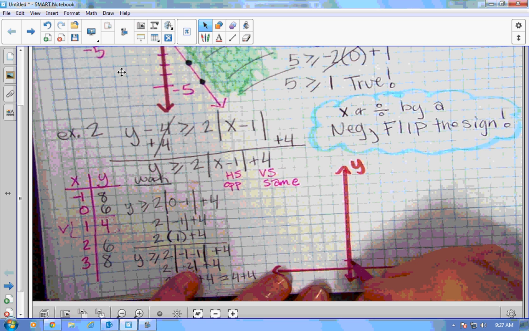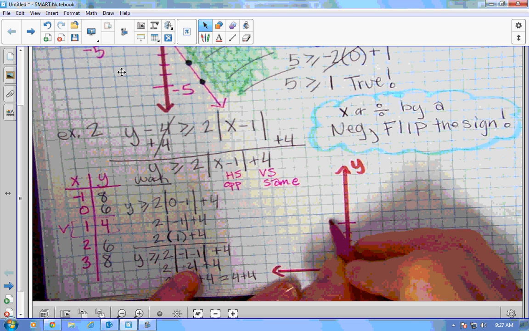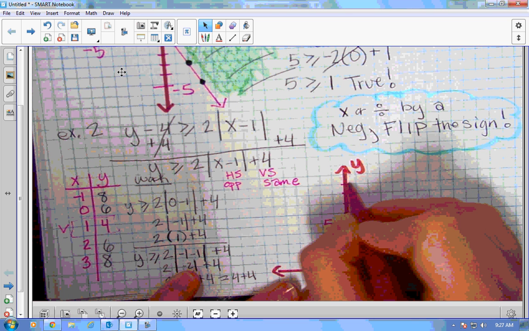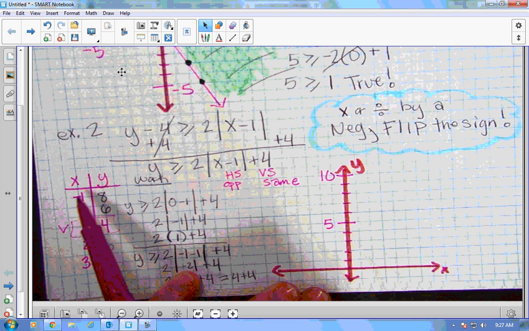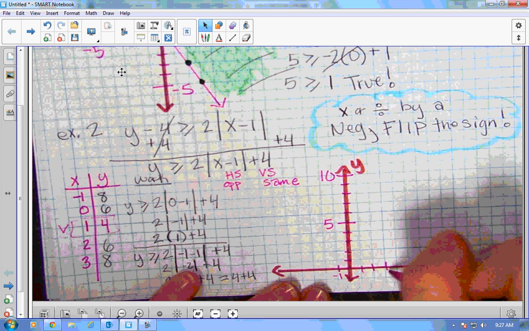Okay, 1, 2, 3, 4, 5. Make sure you number 6, 7, 8, 9, 10. That's plenty of room. On my y's, I need to go from negative 1 to 3. So here's negative 1, 1, 2, positive 3.